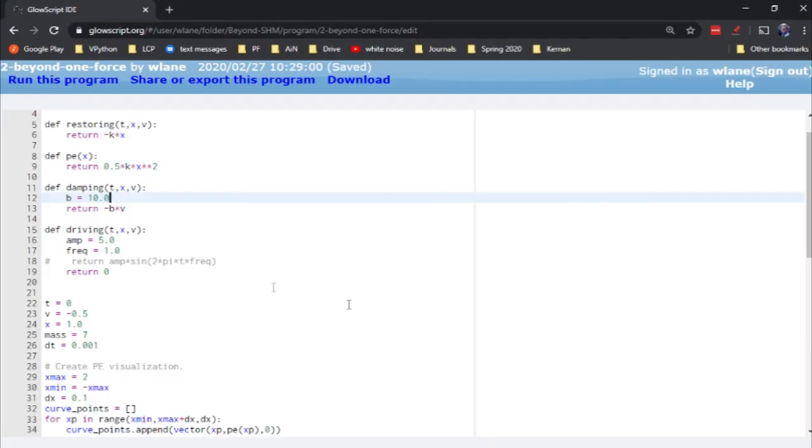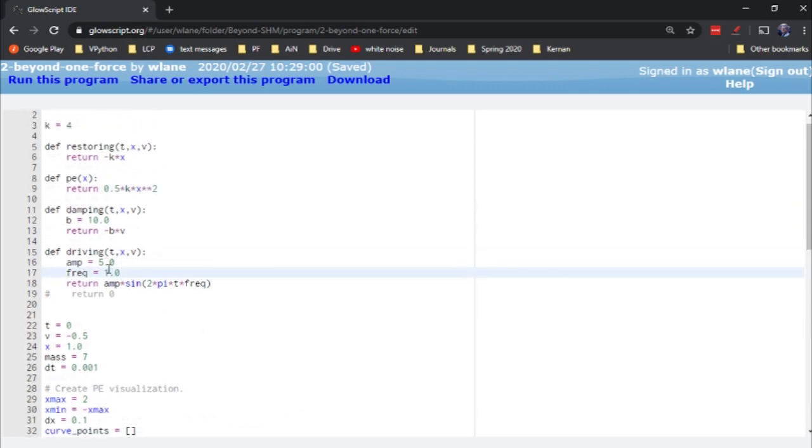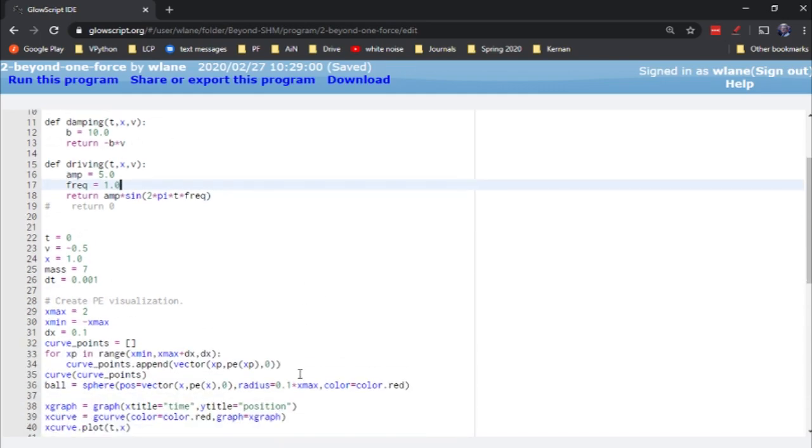So you say, okay, well, how do we overcome this? Well, we add in the driving force. So here what we're going to do is comment this out, comment this in. So let's start with an amplitude of, let's say, 5 and a frequency of 1. Let's see what happens. Yeah, let's leave B up at 10. I'll probably decrease that in a second. So this has a different frequency than the original oscillator did. So let's see what happens.